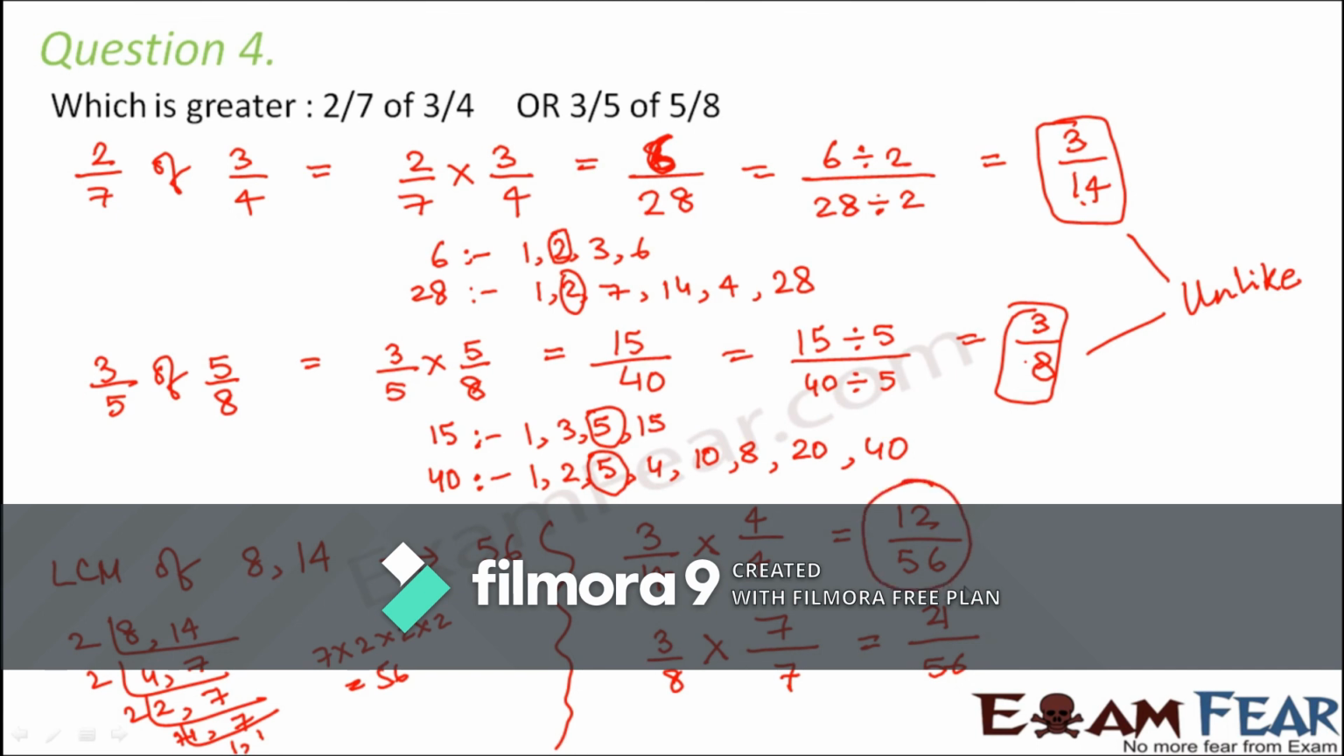Now it is very easy to compare these two. One value is 12 by 56 and the other one is 21 by 56. Now we know that 21 is greater than 12. Therefore 21 by 56 is greater than 12 by 56. So 21 by 56 is nothing but 3 by 8. So 3 by 8 is greater than 3 by 14.